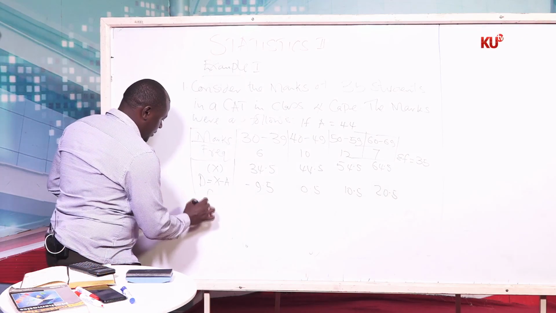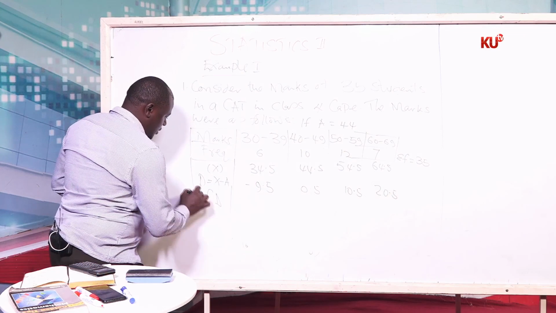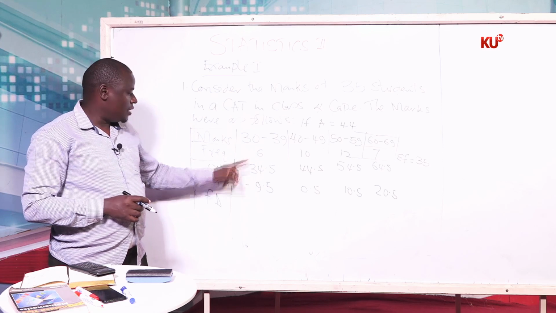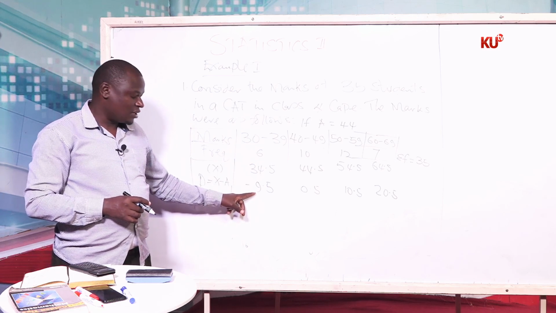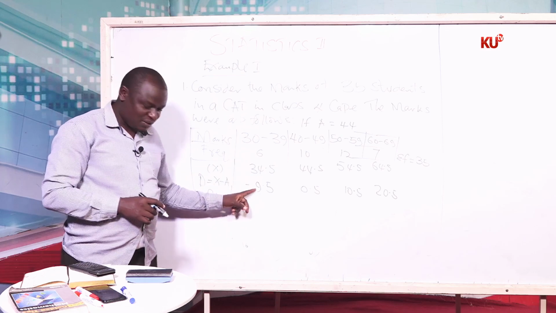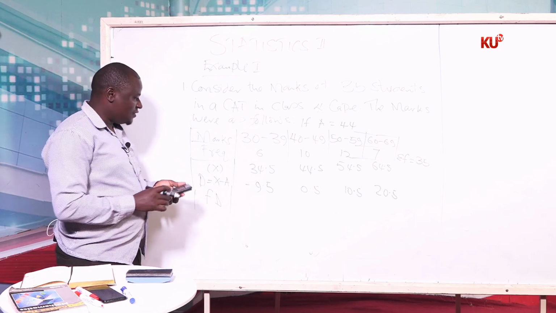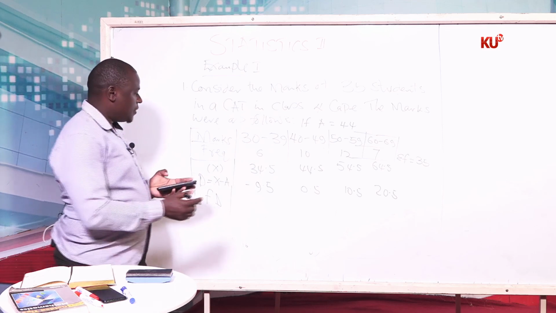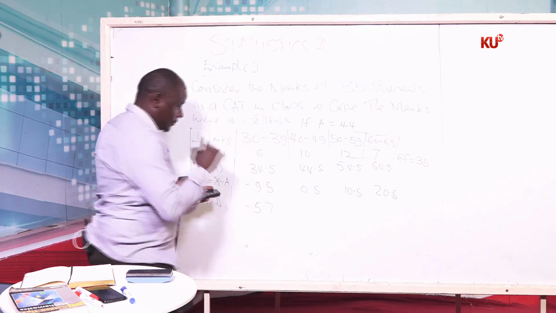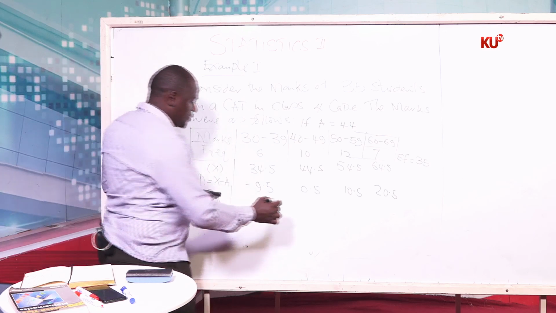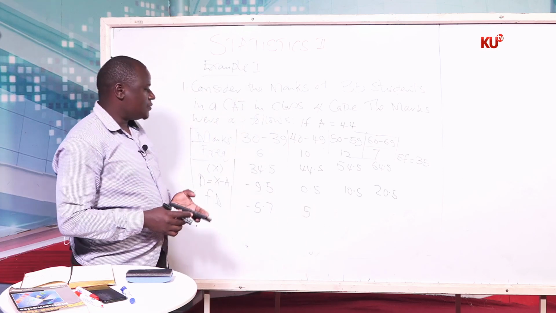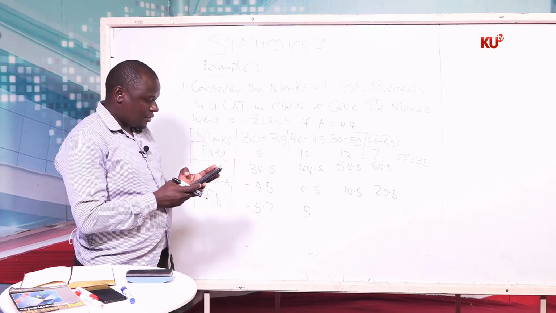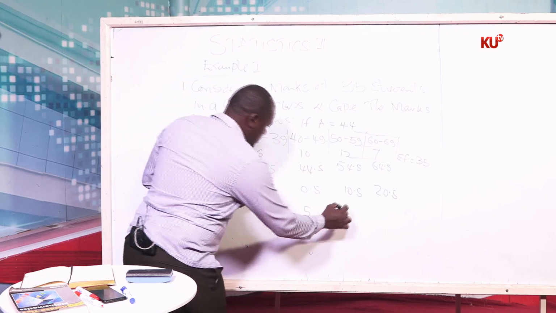Below here, what is FD? It is frequency times deviation. So you multiply your frequency times deviation. In the first case, you have 6 times negative 9.5. That is negative 57. You have 10 times 0.5. That is 5. You have 12 times 10.5. That is 126.